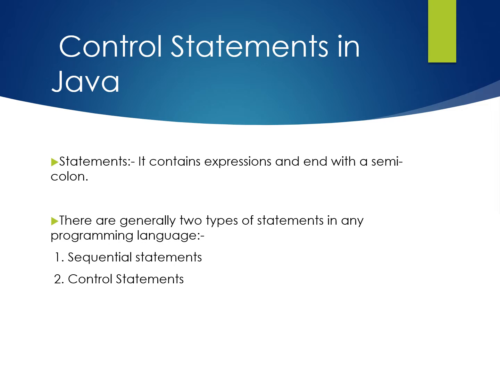This is Ruby. Today I am going to teach you about control statements in Java. So what is a statement? It contains expressions and ends with a semicolon. There are generally two types of statements in any programming language: sequential statements and control statements.